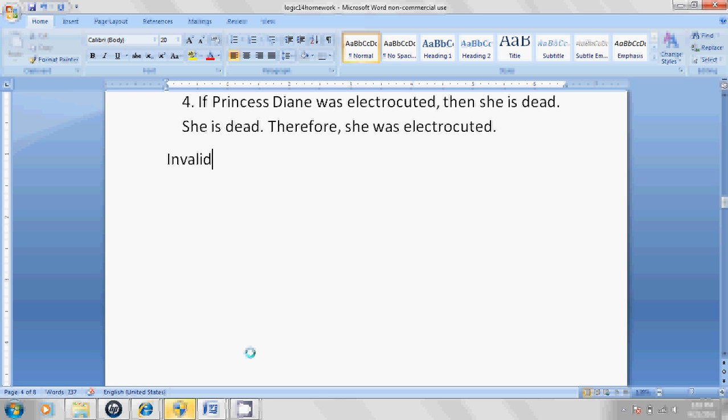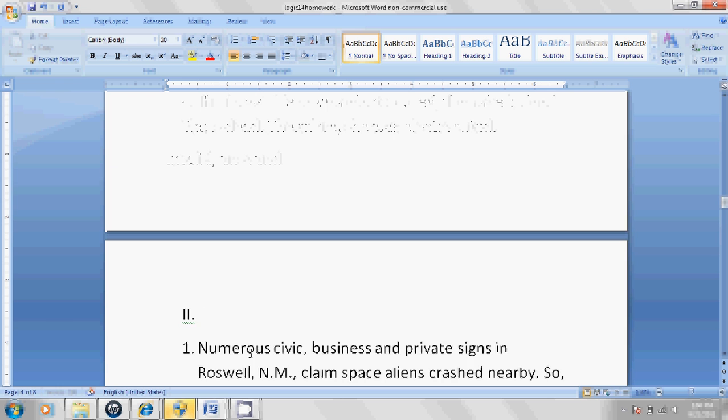You should know that. But the case is if she was electrocuted, then she is dead. She is dead, therefore she was electrocuted. Well, as we know, just because she's dead doesn't mean she was electrocuted. It doesn't work that way. You can deny the consequent, but you can't affirm the consequent. So we know that this is an invalid form, and thus we would label it unsound. No need to look any further.